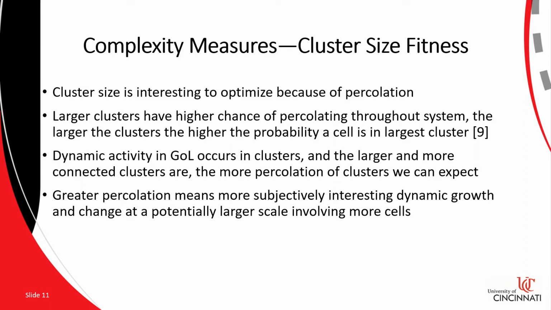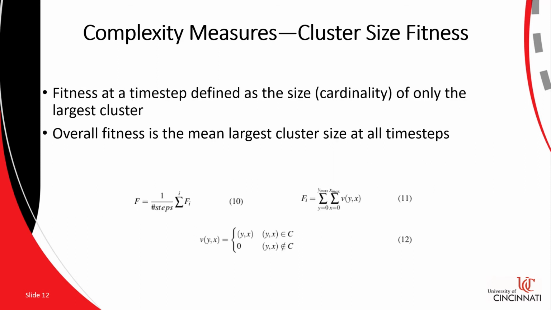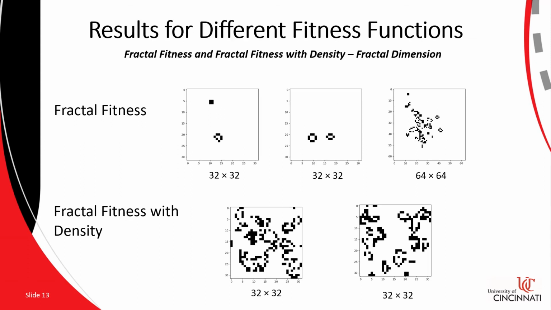Greater percolation means more interesting dynamic growth and change at a potentially larger scale involving more cells. So we could see larger patterns than normal wash across the entire board. Cluster size fitness is defined rather simply as the size, the cardinality, of only the largest cluster at any given time step. The overall fitness for a chromosome is the mean largest cluster size at all time steps.